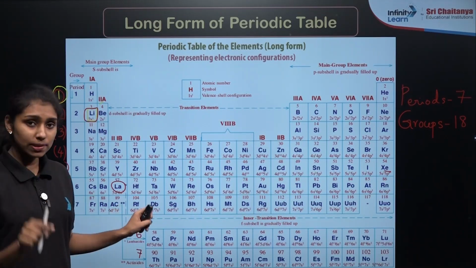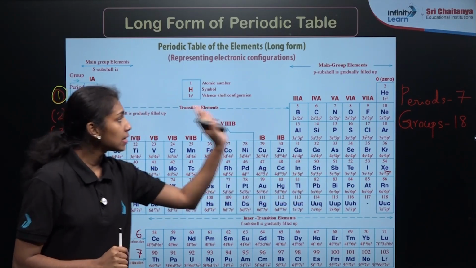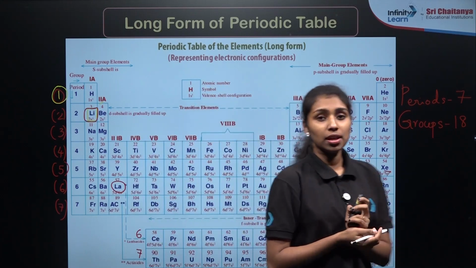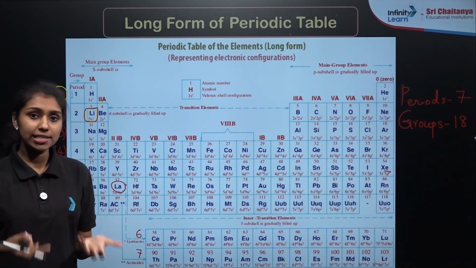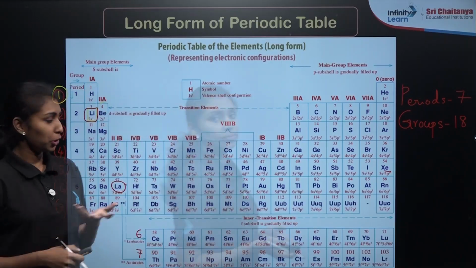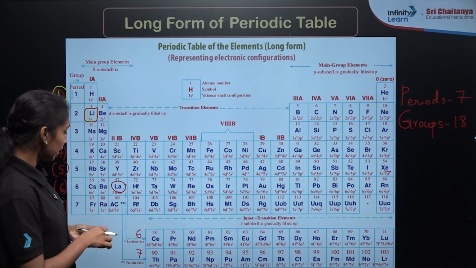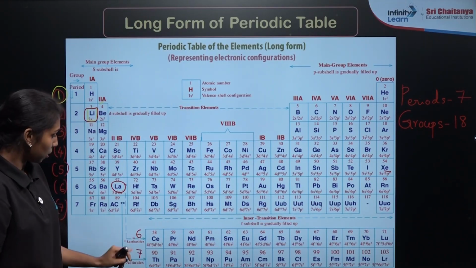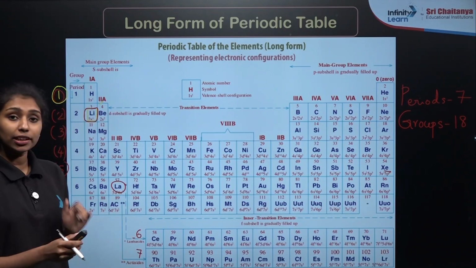Now, I have a question for you. What is the total number of elements in the sixth period? Just look into this periodic table and let me know the answer. What is the total number of elements present in the sixth period? Is it 8, 18 or 32? Many of you may be answering 18, right? But here I have already mentioned that these elements are also part of the sixth period. So in total, it will have 32 elements.